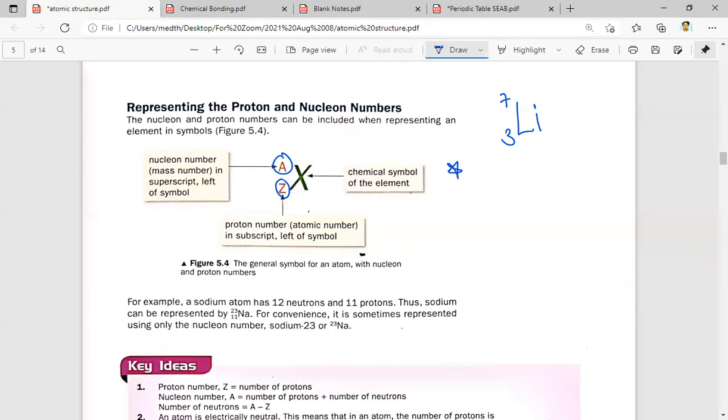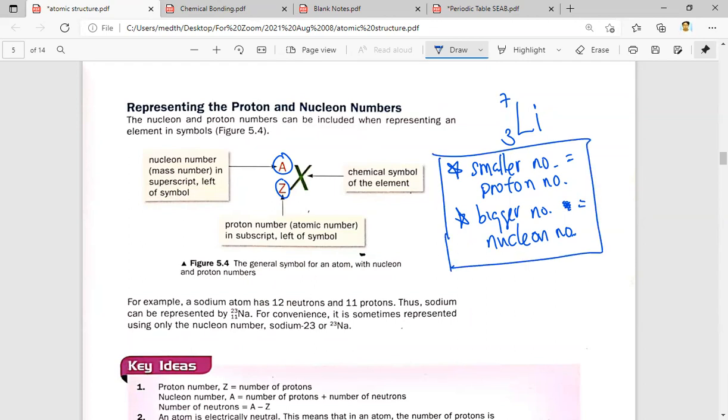So for a star here, the smaller number will always be equal to the proton number. The bigger number will then always be equal to the nucleon number. Okay, so take note of this part over here. This will at least help to prevent some confusion.